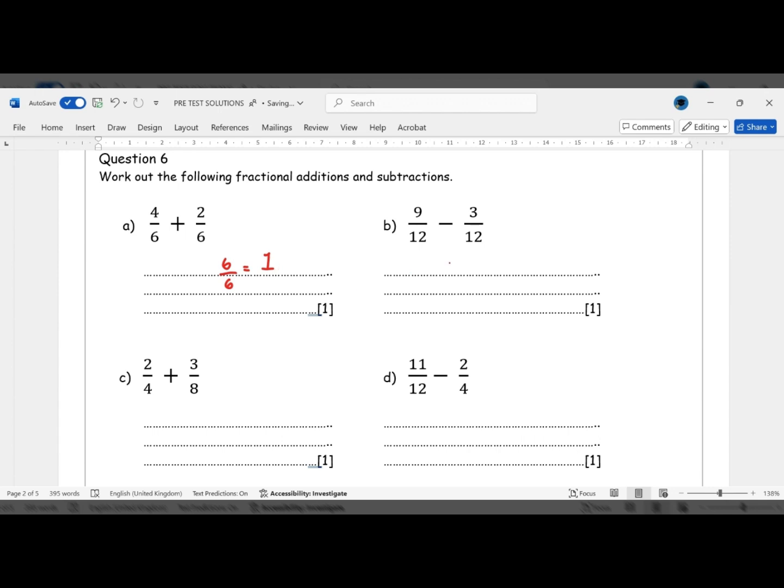But accept 6 out of 6 for now. Whereas this is 6 out of 12. There's no need to simplify these. There's no need to divide the top and bottom because you're not asked to do it. If you were asked to simplify it, then we would.